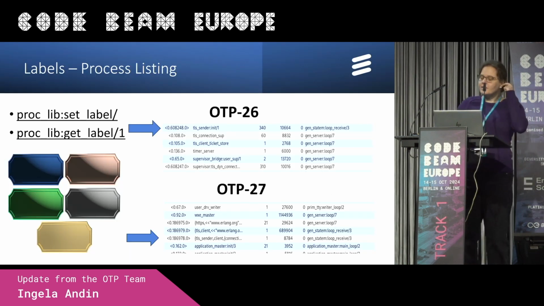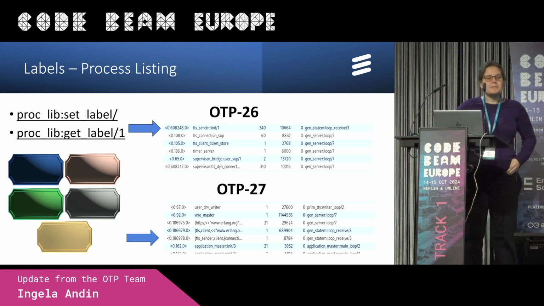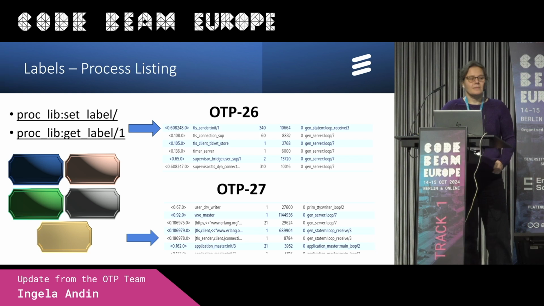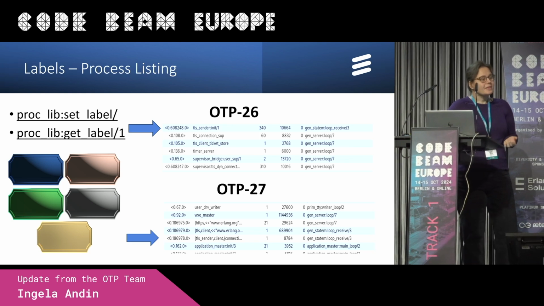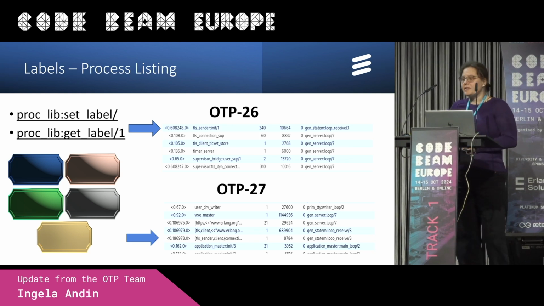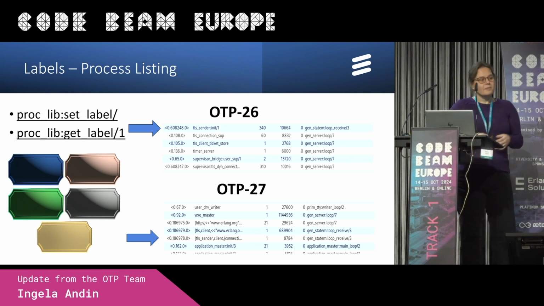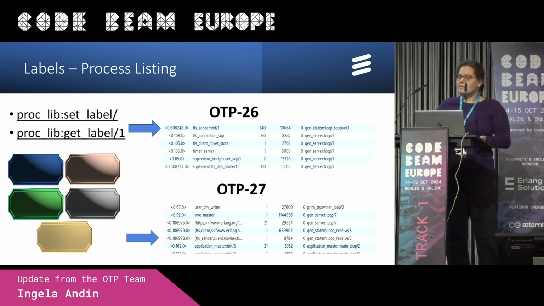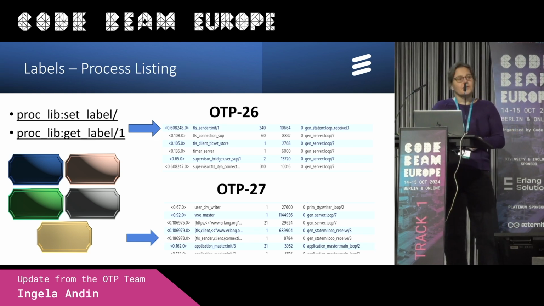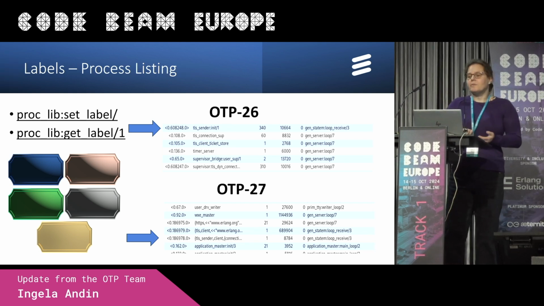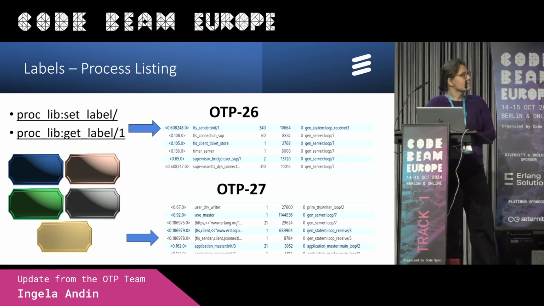So let's start with one of the biggest highlights of OTP 27, which was process labels. Process labels are short descriptions that you can associate with your processes, and they don't have to be unique. They will show up in process listings in Observer, for instance, and in crash reports, so that you get better observability of your system.